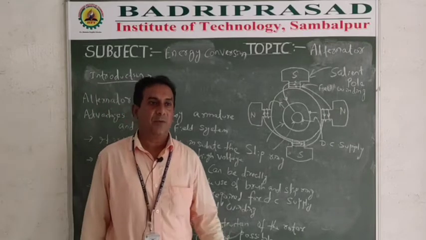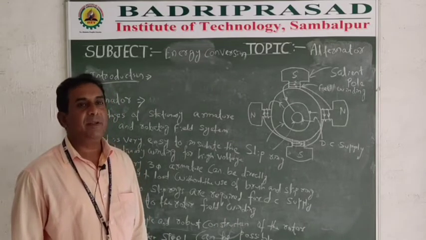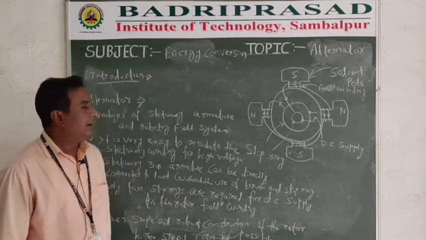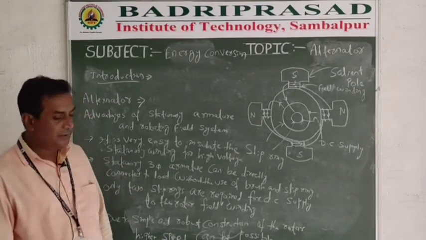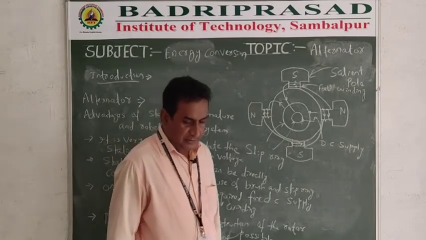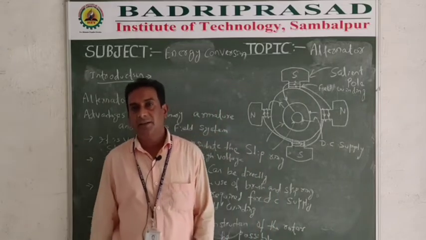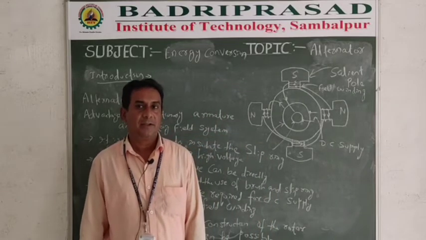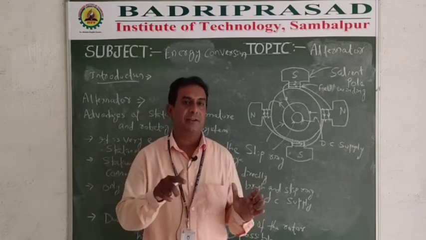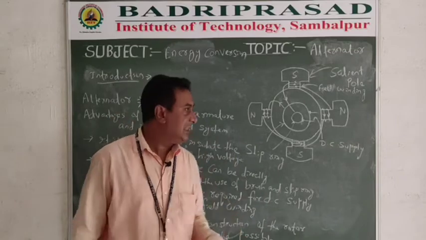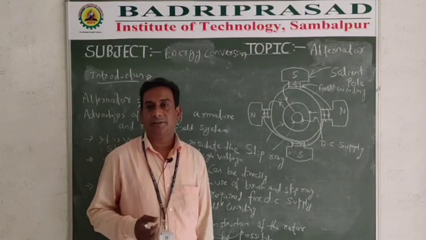Whenever there is any change in flux linkage in a conductor, an EMF is induced in the conductor, and the operating principle of the alternator is Faraday's laws of electromagnetic induction. Generally in an alternator, the armature winding is stationary while the field system is rotating. But in a DC generator, the field system remains stationary and the armature is rotating. In an alternator, the reverse is there, that is, the armature remains stationary and the field system is rotating.